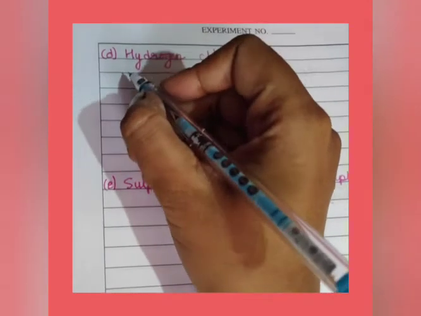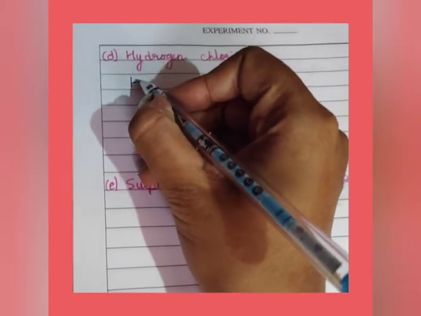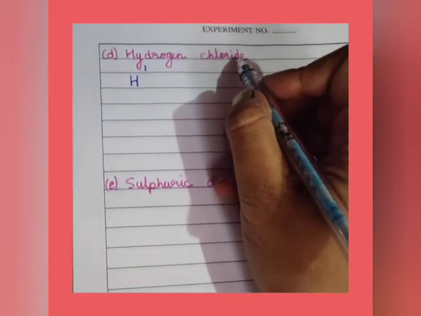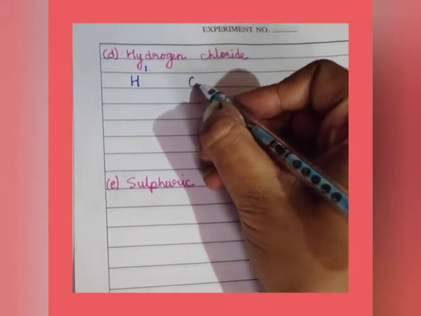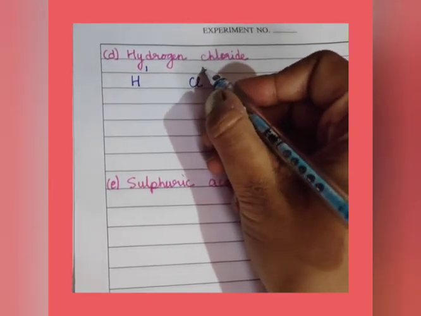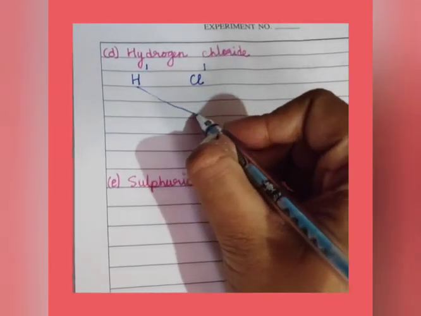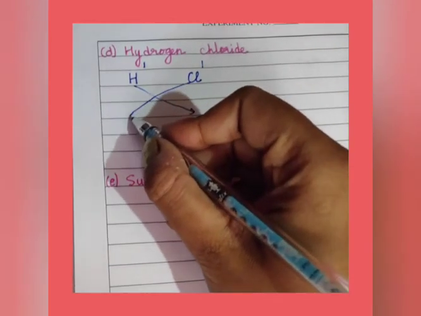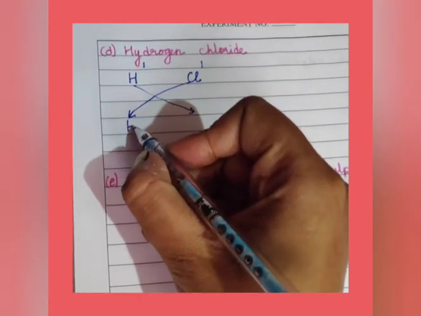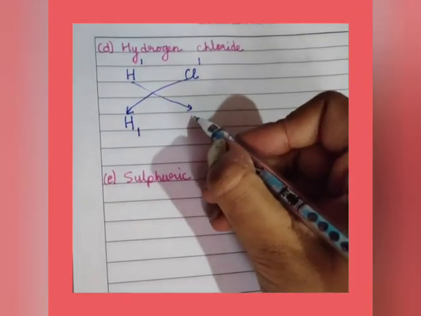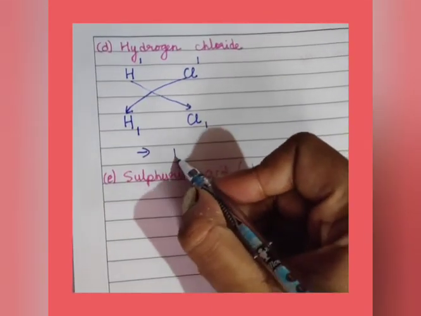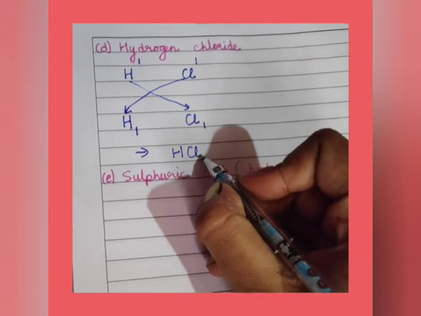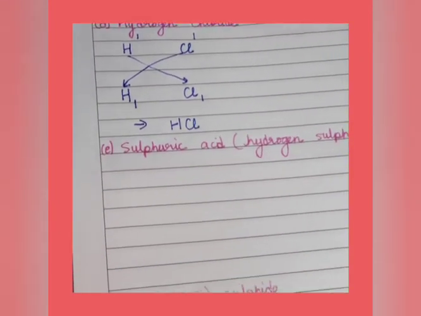Now we are going to write the formula of hydrogen chloride. What is the symbol of hydrogen? It is H. And what is its valency? 1. And when chlorine remains in a compound in the combined state, it is called chloride. Its symbol is capital C, small l, and its valency is 1. Now they interchange their valencies. After interchanging, we write the valencies as subscript. So what is the formula? It is HCl.